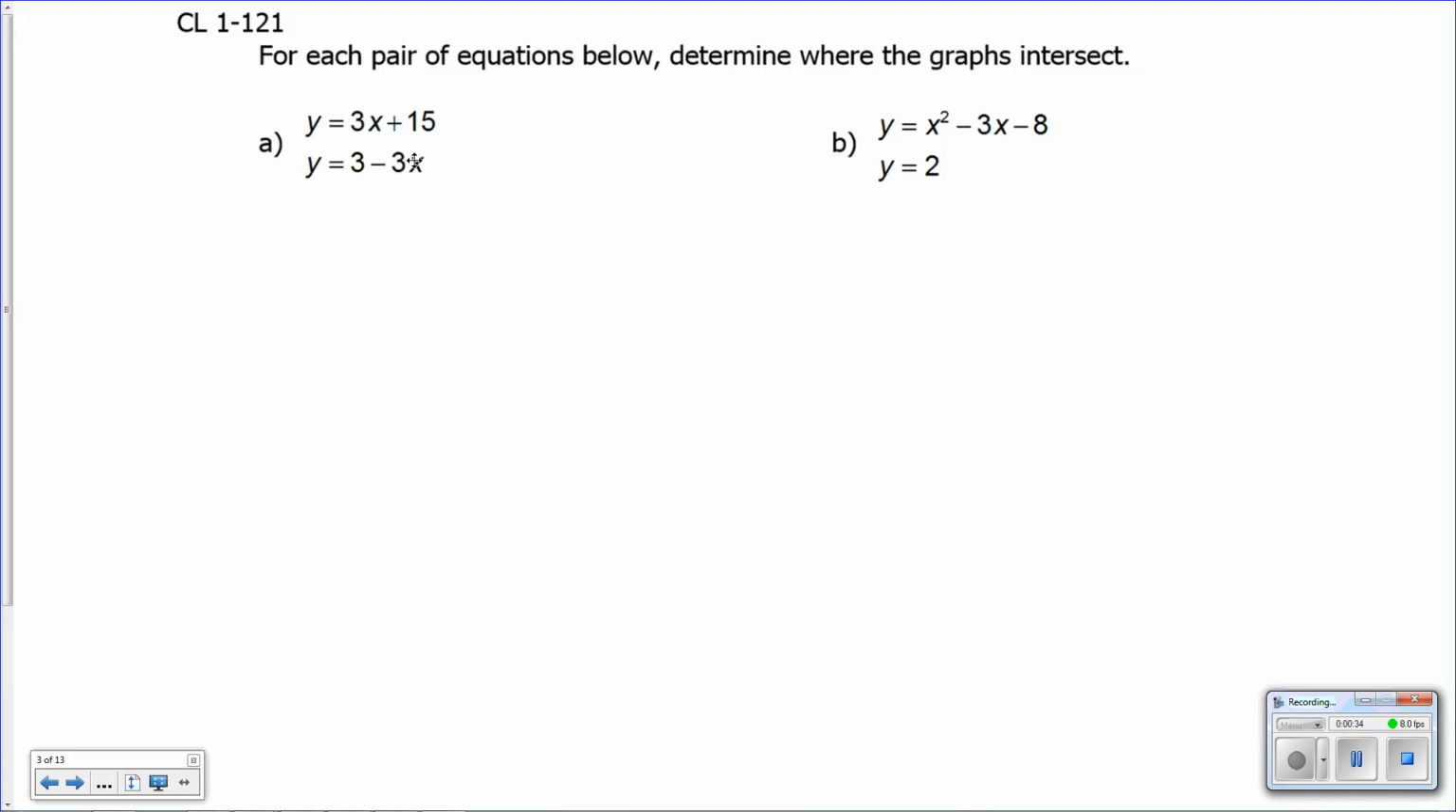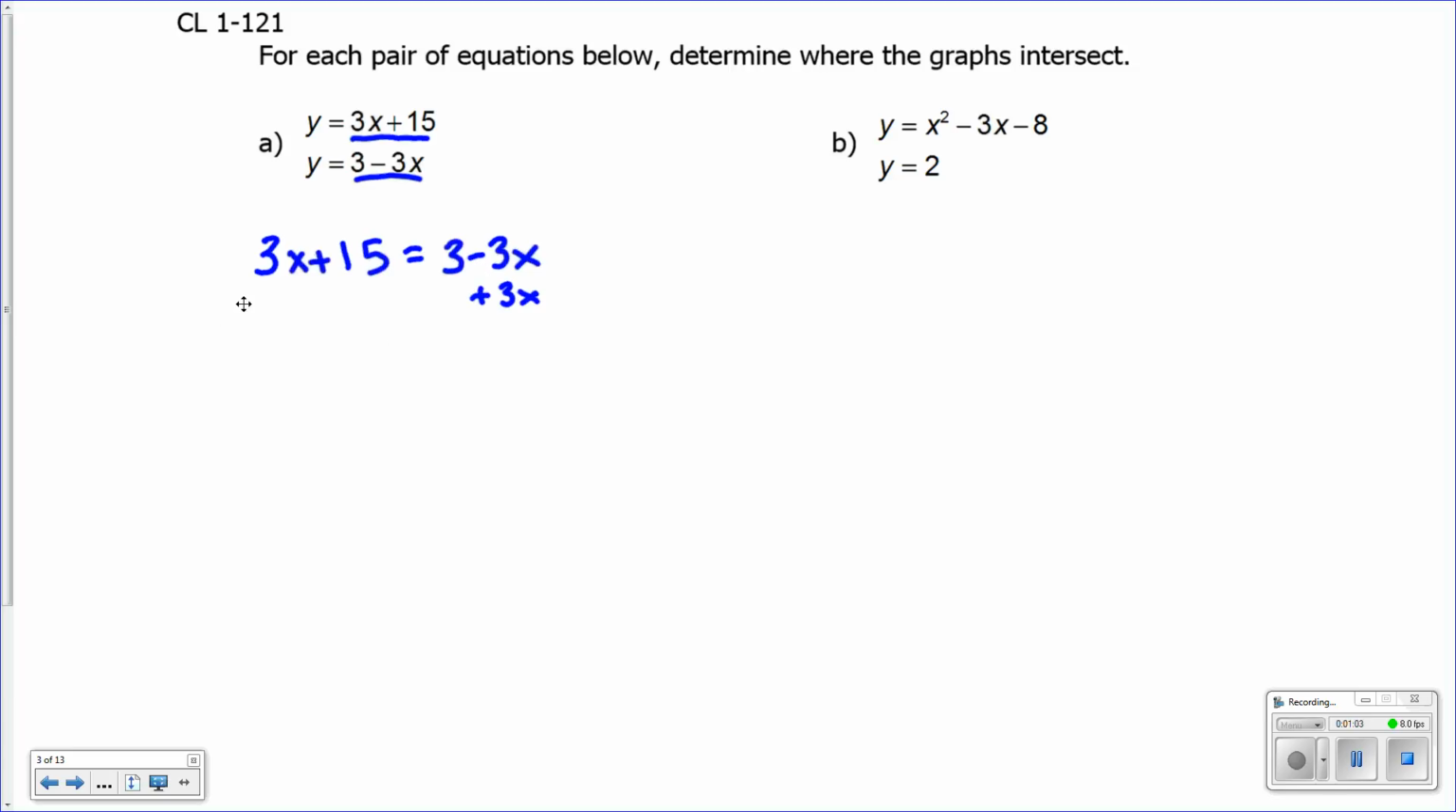So whatever I put in for x, if I put it in for each of these, we would get the same answer out. So in other words, the y's have to equal each other. And if the y's equal each other, we know that these two expressions have to equal each other. So we can set up 3x plus 15 equals 3 minus 3x. Now we're just going to solve this for x.